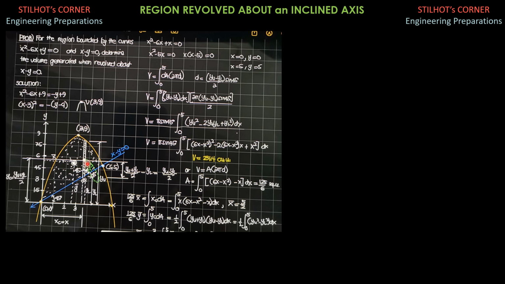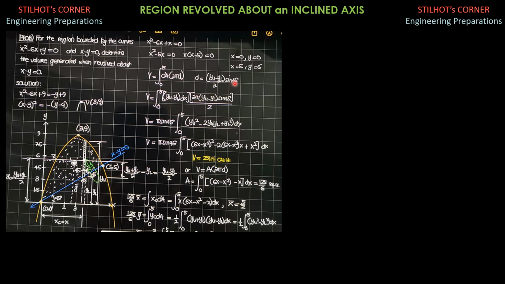Therefore, the perpendicular distance of the centroid of the strip to this inclined line, which I represent here as D, then we form a right triangle. The angle of inclination of this line is 45 degrees. Therefore, the angle that the vertical strip, half of the vertical strip, makes with this inclined line is also 45 degrees. Therefore, D is half of the length of the strip times sine of 45 degrees.